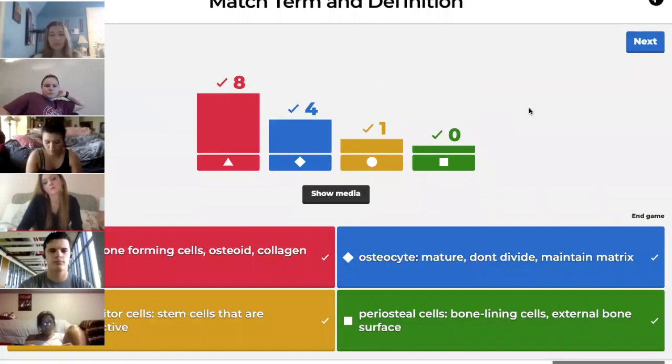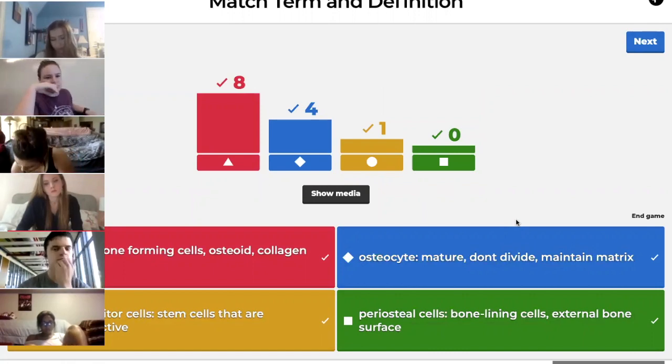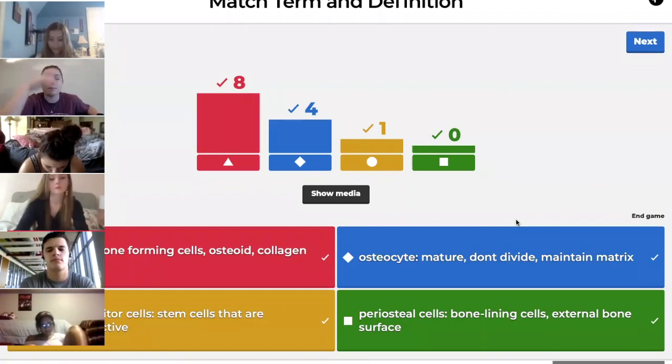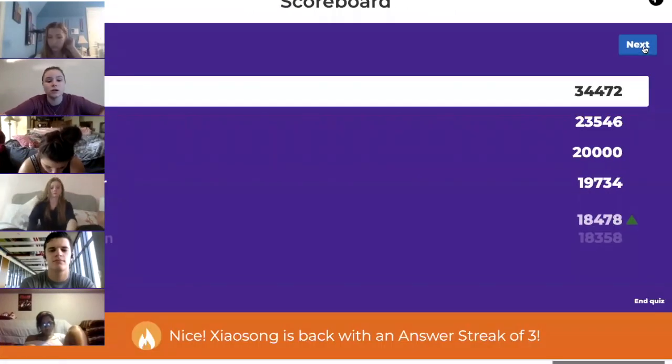Okay, cool. So an osteocyte is mature, they don't divide, they maintain the matrix. That's pretty much the definition of a cyte. And then anything with osteo in it refers to bone, right? Blasts form, build, okay? Progenitor cells are stem cells that are mitotically active, meaning they divide and become different things. And then a periosteal cell is a bone lining cell. So if we heard like periosteum, right? So it outlines the external surface.